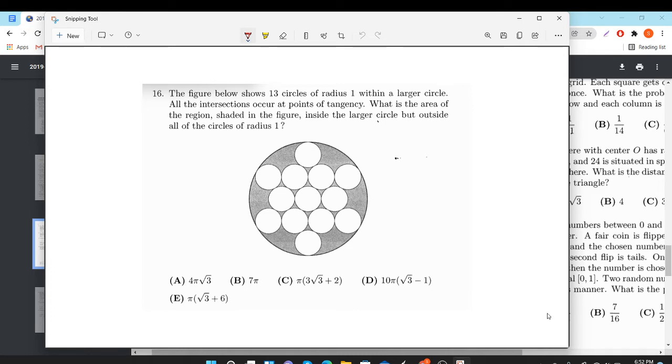What is the area of the region shaded in the figure, inside the larger circle, but outside all the circles of radius 1? So they've already shaded the region that we want to find. That's the area we want to find. So I think the biggest mistake here is people will go like this. And this is what I mean by that.